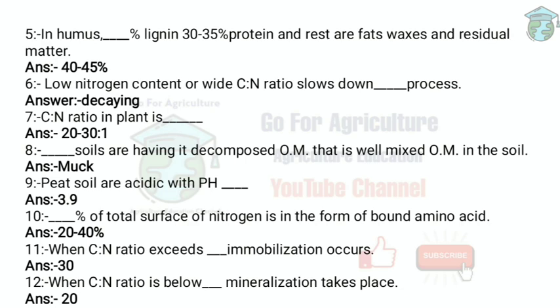Now what is mineralization and what is immobilization? Mineralization is the conversion of an element from immobilized form to available form as a result of microbial decomposition, and immobilization is the reverse of that, conversion of available form to immobilized form. When the CN ratio exceeds 30, immobilization occurs. When the CN ratio is below 20, mineralization takes place. This is the condition.